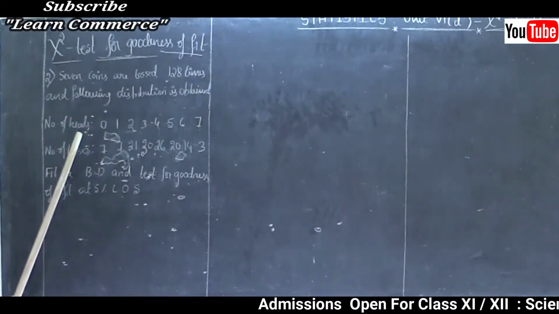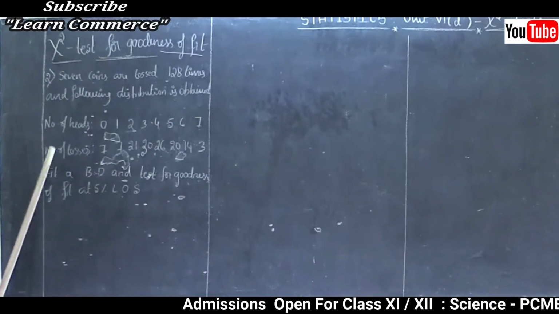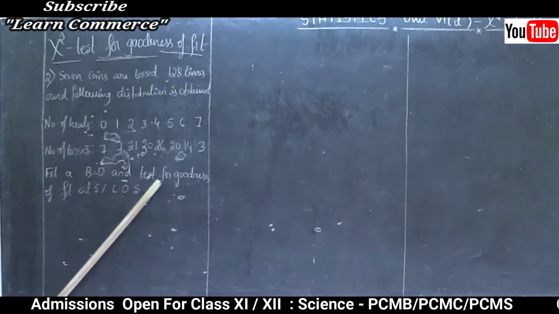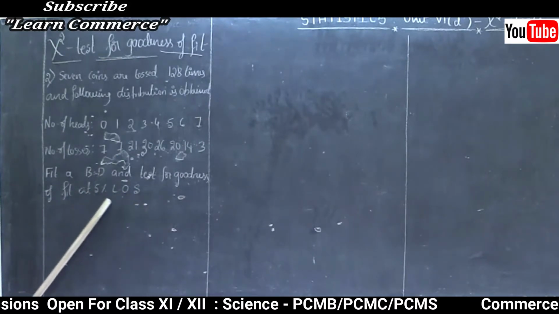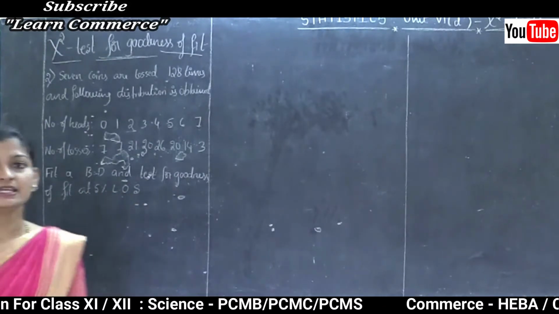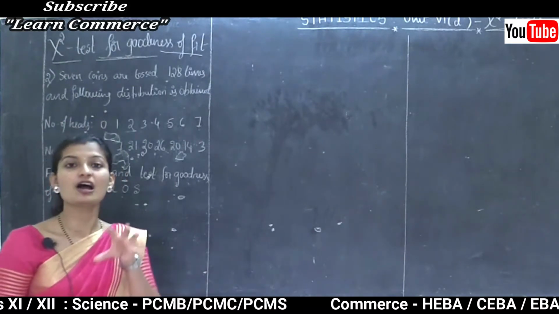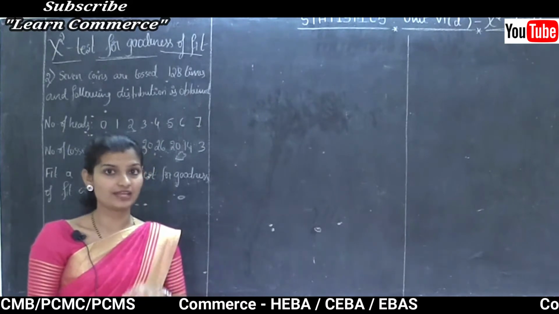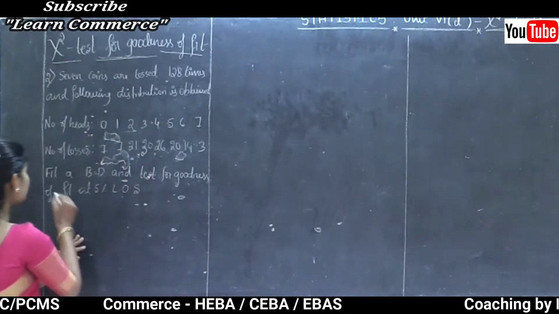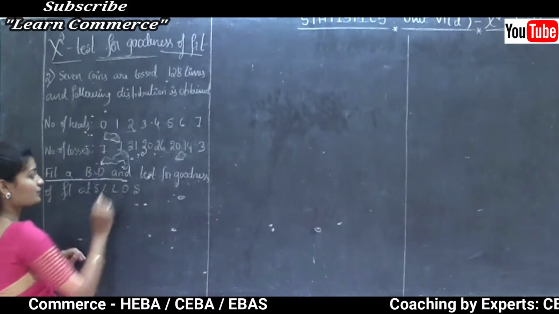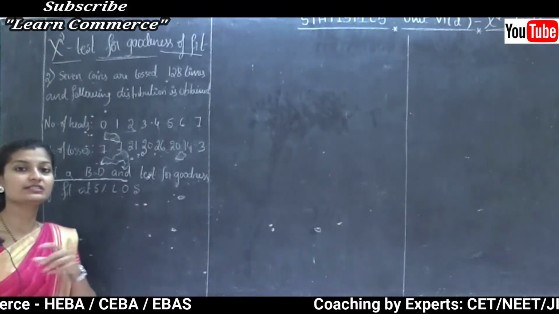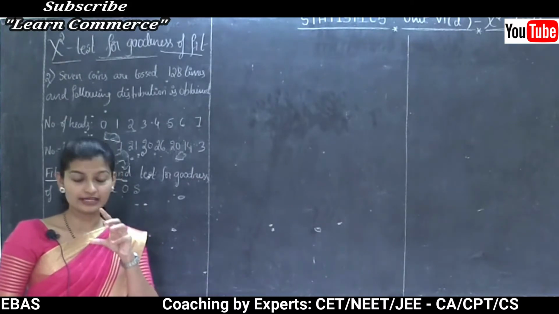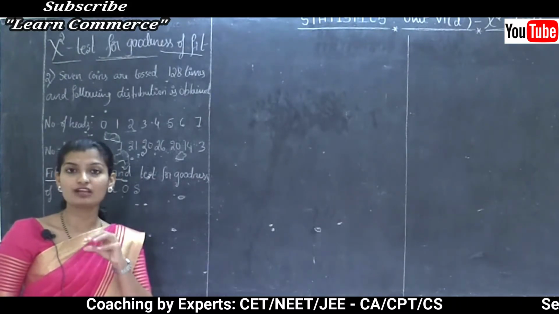So here the given information is the number of heads and the number of tosses, and we need to fit a binomial distribution and test for goodness of fit at 5% level of significance. In the previous problem we had discussed how to fit a Poisson distribution and apply goodness of fit for that. Here the given sentence is: fit a binomial distribution. We already discussed that in theoretical distribution. So how to fit a binomial distribution? There are the following steps.